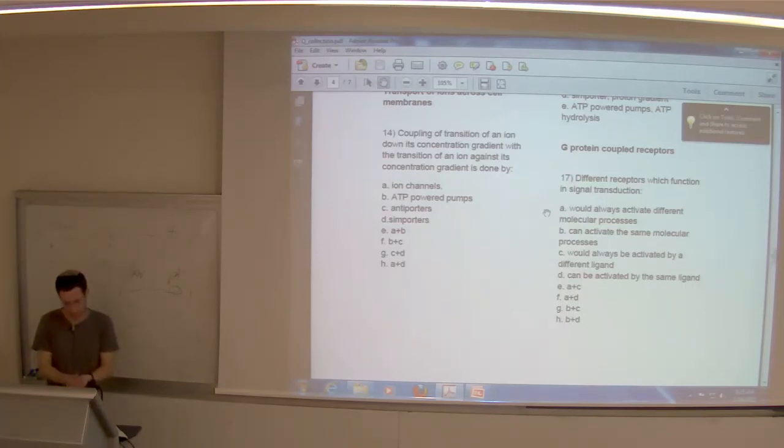Obviously correct. C: would always be activated by a different ligand. D: can be activated by the same ligand. So from C and D, which is correct? D again. Well, maybe in biology it's a principle that everything can be. Yeah, maybe so. It's not always true though, but usually. D can be activated by the same ligand. That's true, and we gave examples where acetylcholine can activate nicotinic acetylcholine receptors and muscarinic receptors. Okay, so we have D.